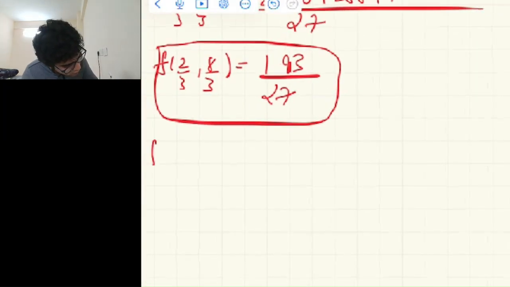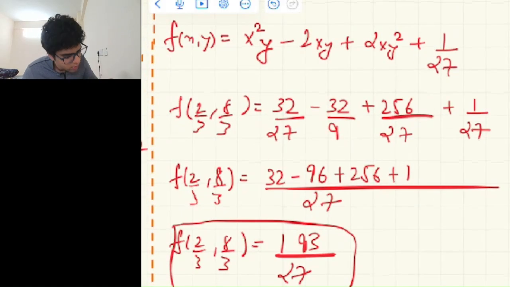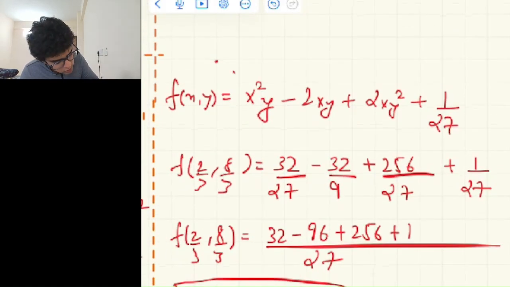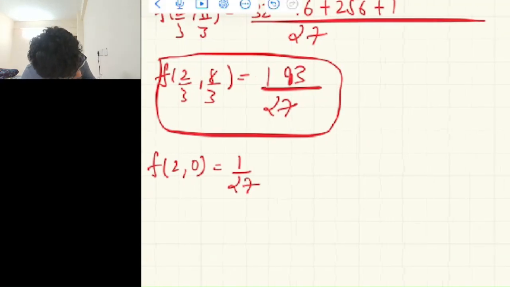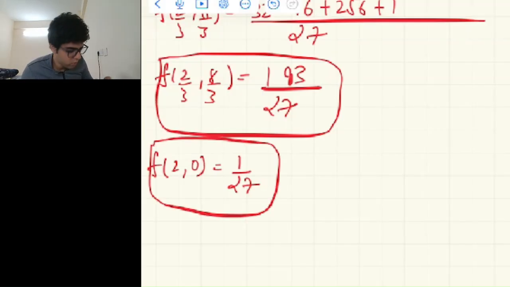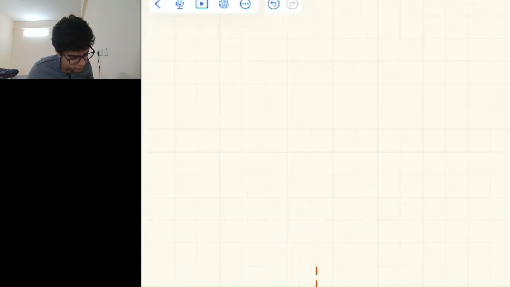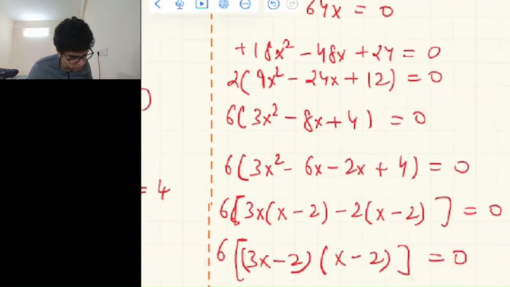And we need to check the value of the function at (2, 0). So this would become 0, 0, 0 and 1 upon 27 again. (2, 0) is also 1 upon 27. Now the time comes to check the value of the function at the interior stationary points.